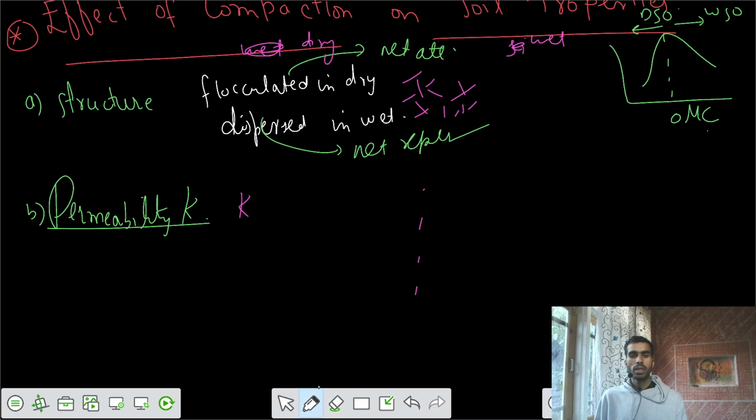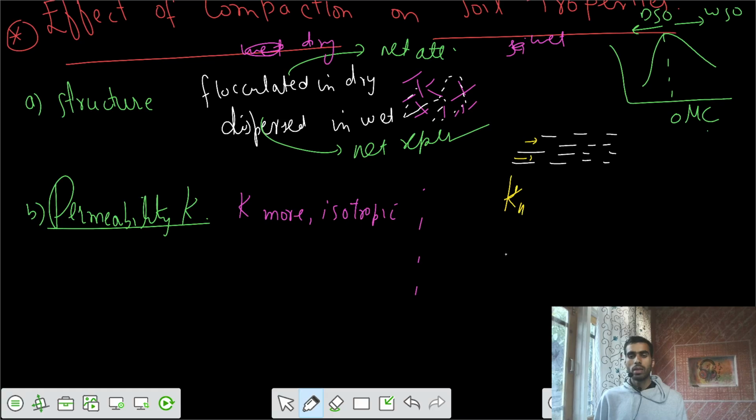So permeability would be more, and it is isotropic. That means we get almost the same value of permeability in all directions. But if I talk about the dispersive structure on the wet side, permeability is more in the horizontal direction, but permeability in the vertical direction is less. So that is anisotropic permeability in this case. But the overall value is less as compared to the dry side of optimum.